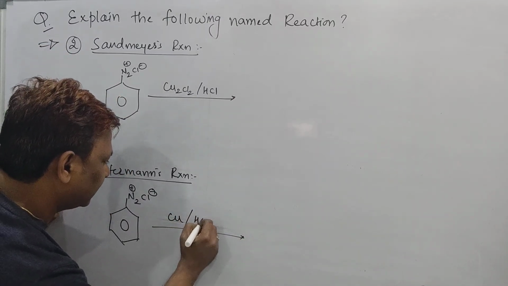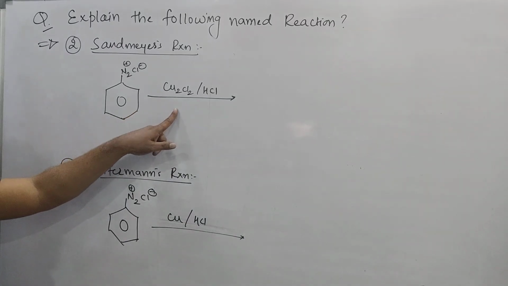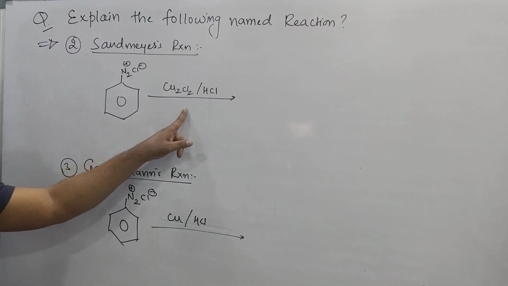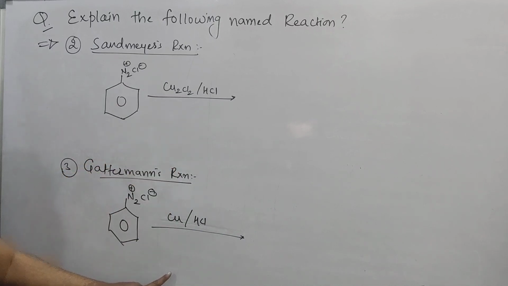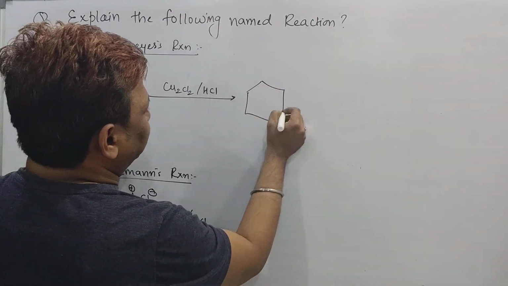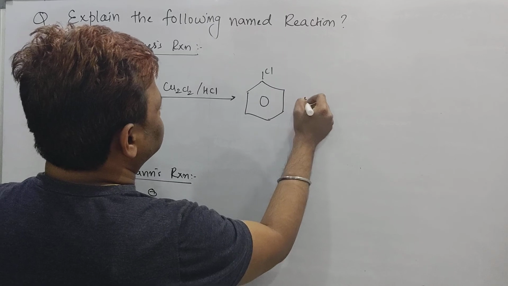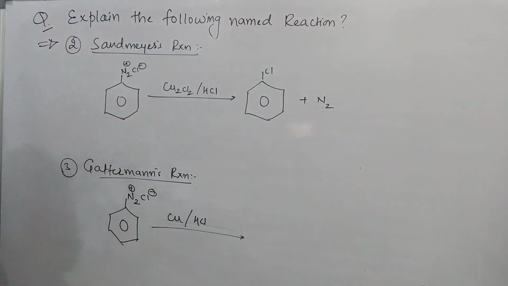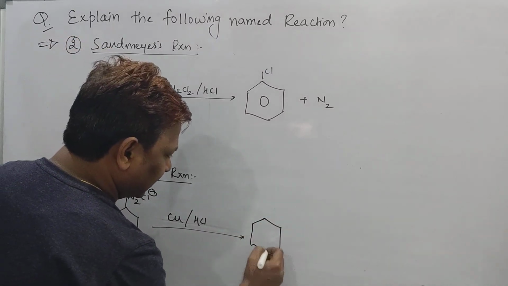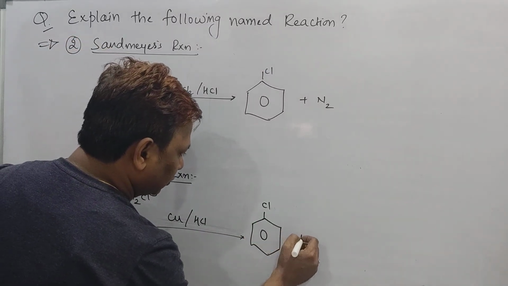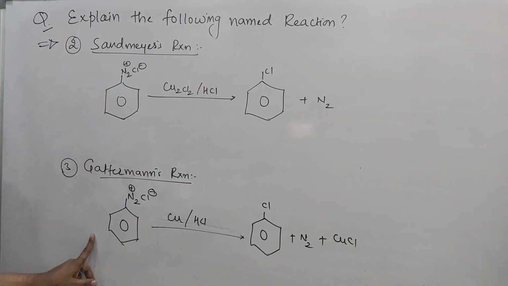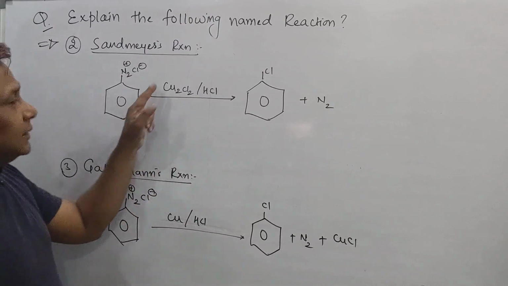Copper powder and HCl. Cu2Cl2, copper powder, HCl. Cu2Cl2 in presence of HCl, copper powder in presence of HCl. But here the obtained compound is a benzene ring bearing a Cl group, called chlorobenzene, and one more, N2 gas came out. But in this case, benzene ring bearing Cl group, N2 gas came out, and one more, CuCl also comes out. That is the only difference between the Gattermann and the Sandmeyer.